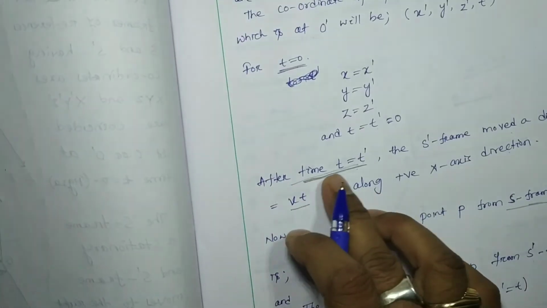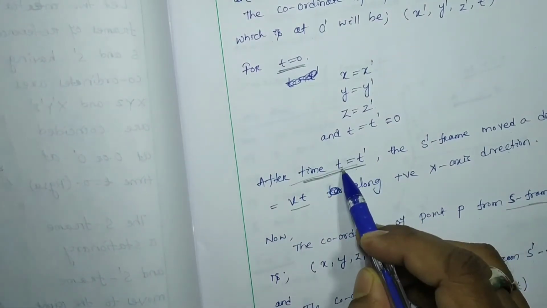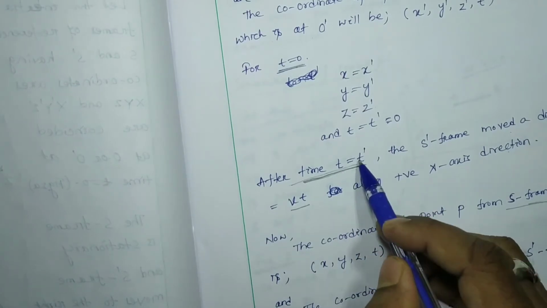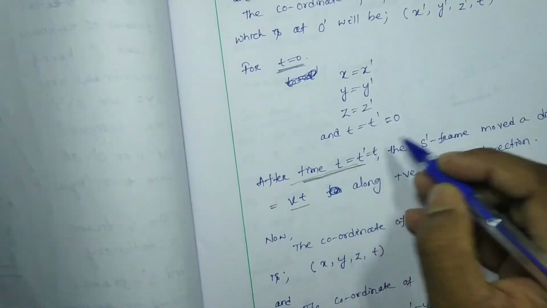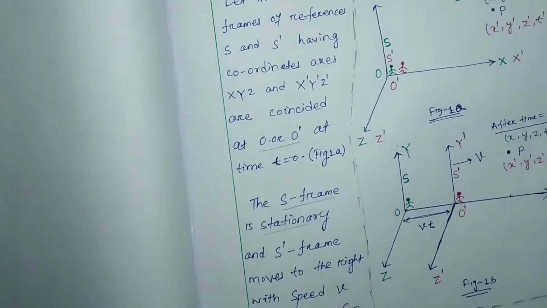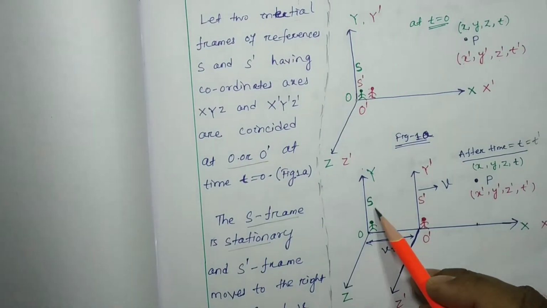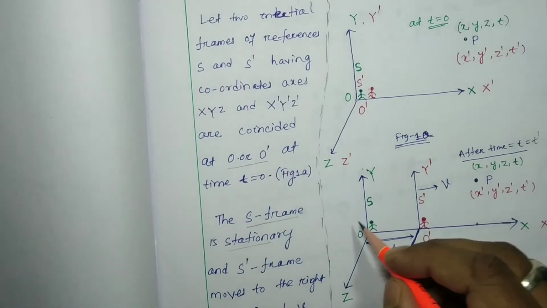Here after time t, in the S frame it is considered as t, and in the S dash frame it is considered as t dash, but both will be equal. Just imagine the person in green color who is in the S frame. He has a watch.